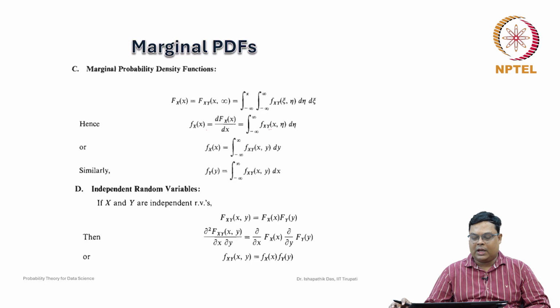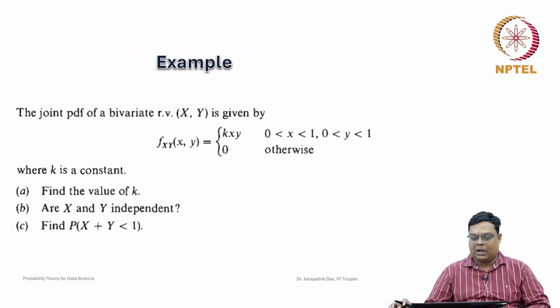So, now we can discuss some examples. So, let us discuss this example. One example here is given. Suppose a joint probability density function of a bivariate random variable XY is given by this.